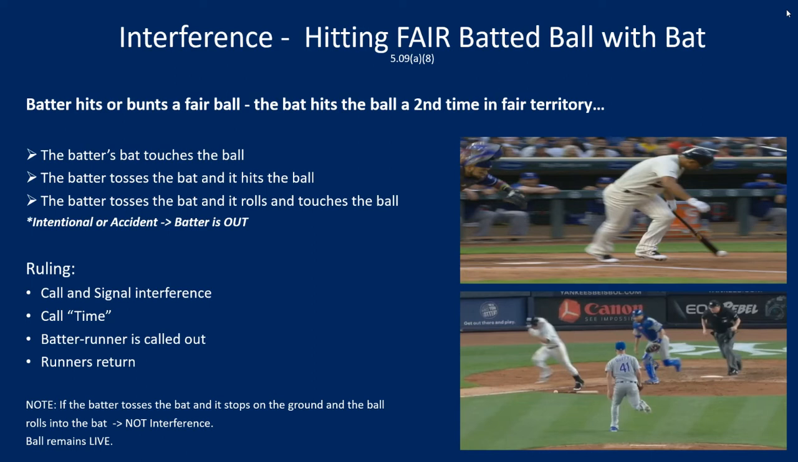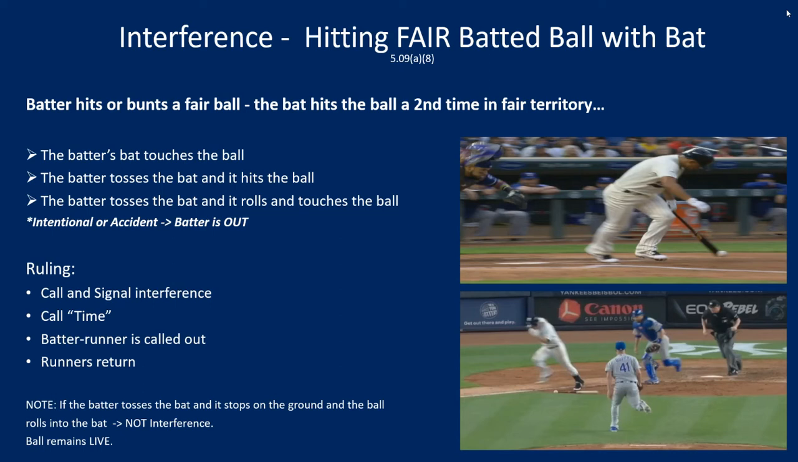Our batter, if their bat touches it, if they toss the bat and it hits it, or the batter tosses the bat on the ground and it keeps rolling and touches the ball, in any of these situations, we're going to call and signal interference. We're going to call time. Our batter runner is going to be called out, and all runners are going to return.